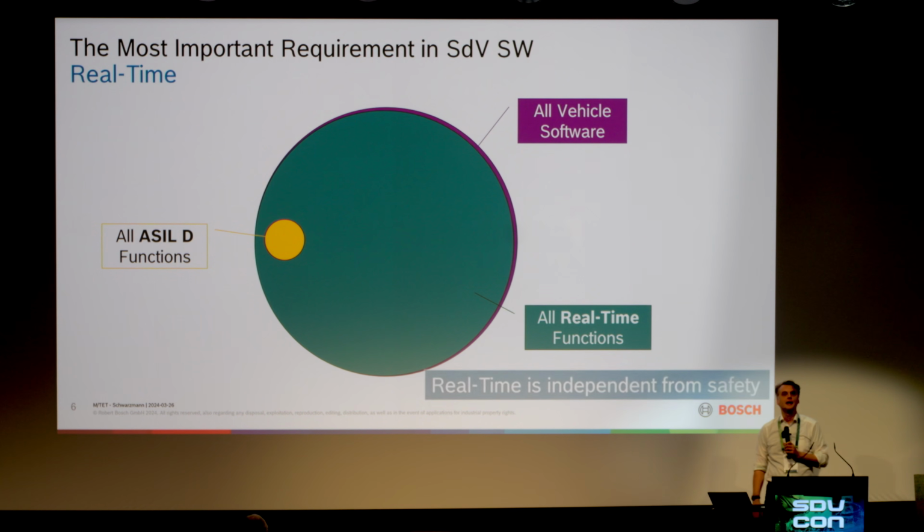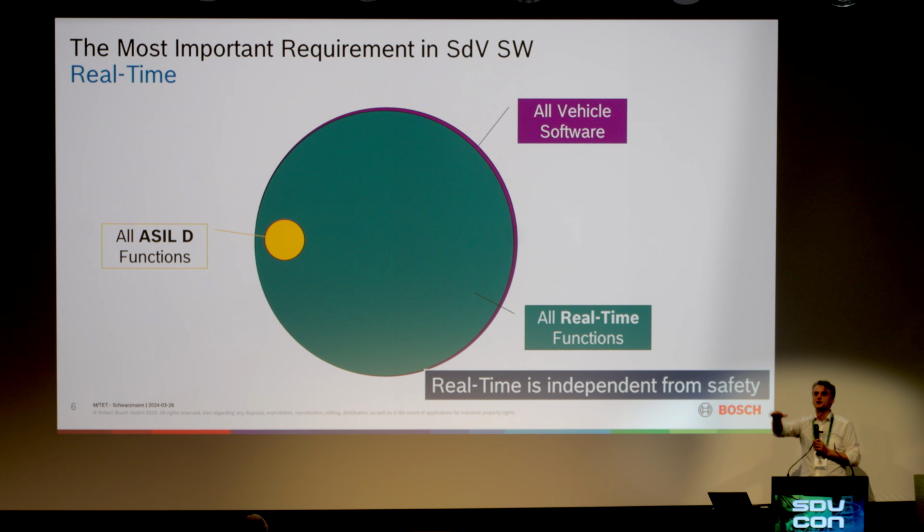This is the part of real-time functions. When you turn on the front lights in your car, you want them to turn on and not one after the other 5 seconds apart. So real-time is the most important feature.